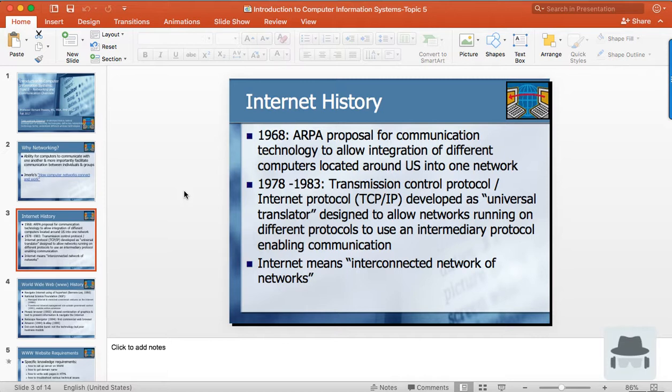So 68 was when the original work was put forward. It was in the back office in the lab, and then 78 to 83 was when we were developing what we call TCP/IP, Transmission Control Protocol, Internet Protocol, which is really the backbone of what they call here a universal translator. Basically, it's a language that lets computers talk to other computers.